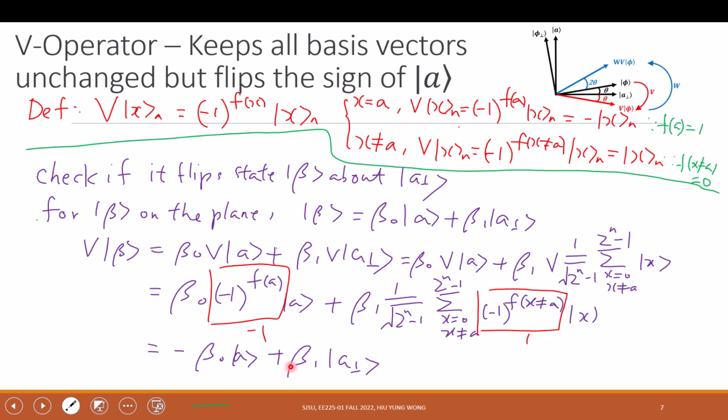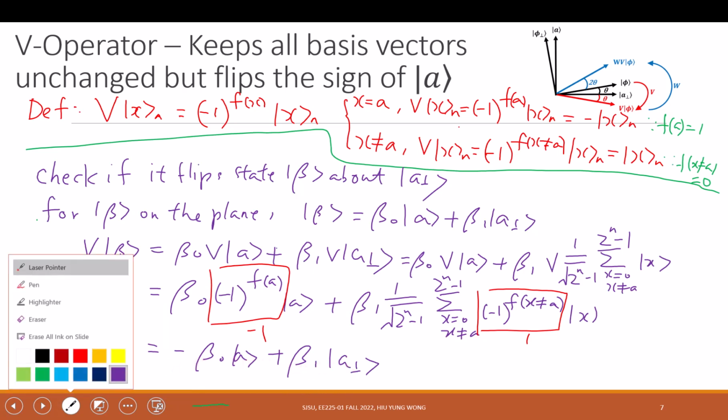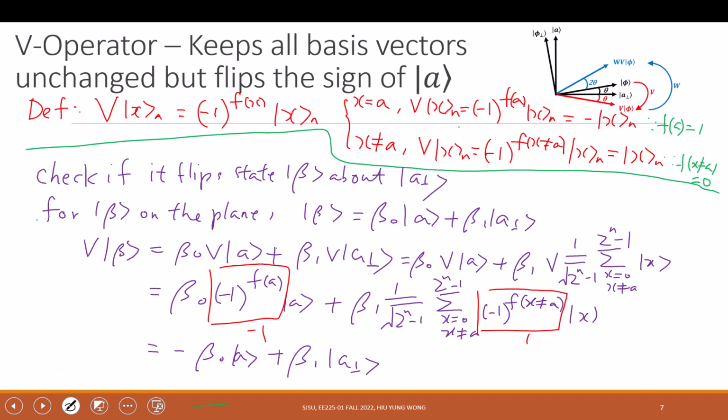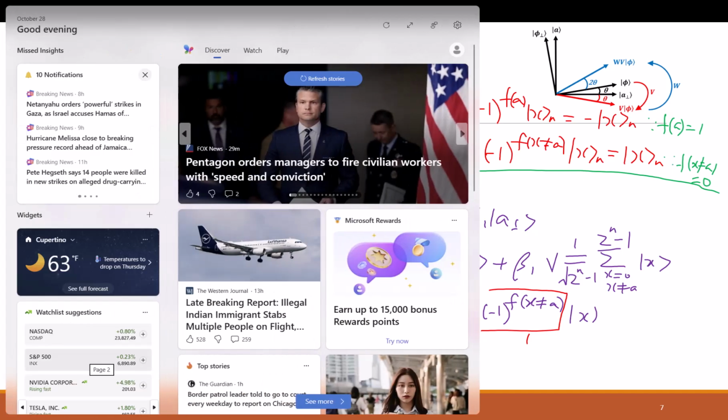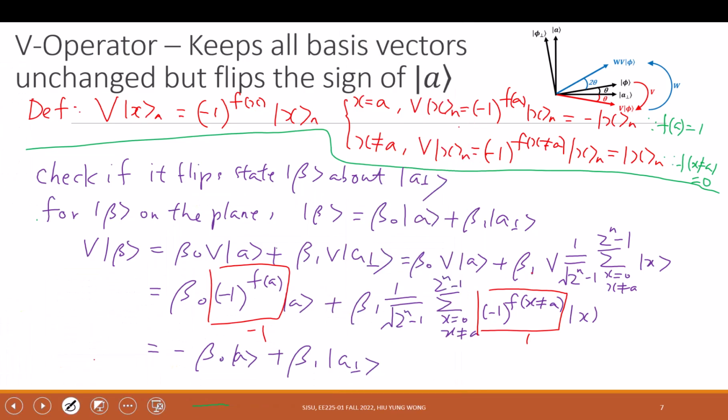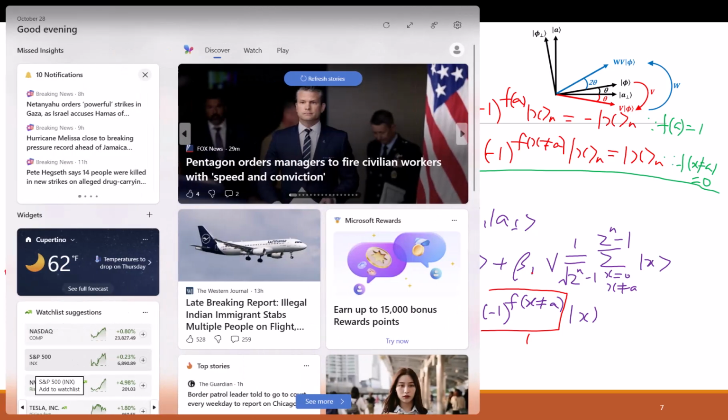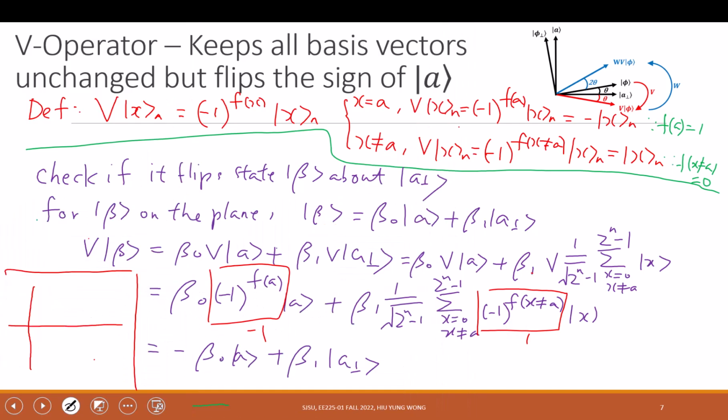But if you look at this compared to the original, beta was beta 0 A plus beta 1 A perpendicular. Now it becomes negative beta 0 A plus beta 1 A perpendicular. What does it mean? I don't have space, but I can draw it, right? Just look at this. So this is A perpendicular. This is A.